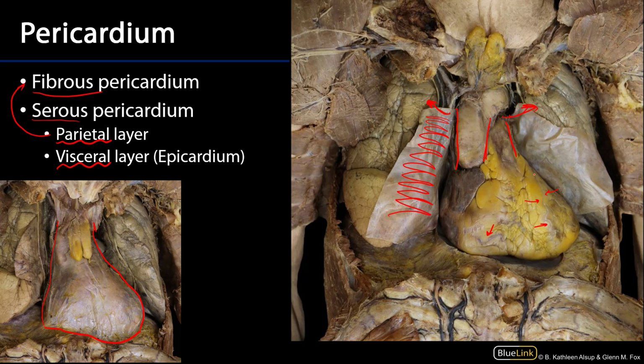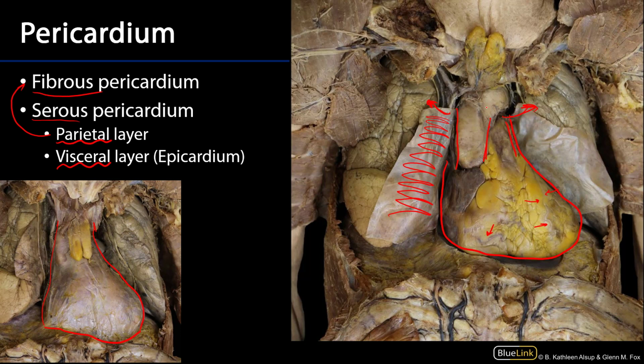The space between the parietal and visceral layers of the serous pericardium is the pericardial cavity. And so we can see this here. There's not much room actually in life. The only thing that we really find in that pericardial cavity is about 10, maybe 15 milliliters of ultrafiltrate, which is secreted by the visceral layer of the serous pericardium.